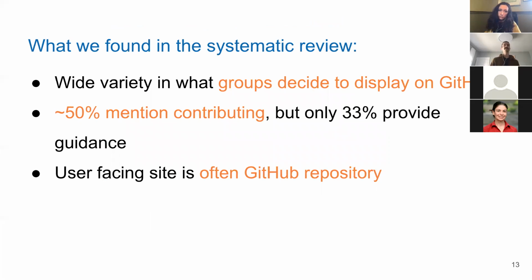To briefly summarize the systematic review I did, we found 95 different organizations managing standards and reporting formats. 26 of those use GitHub. While there's a variety in what groups decide to display on the website, we found some consistencies across those GitHub repositories, but only 50% mention contributing at all, even though this is a great feature of GitHub. And the user-facing site that these groups use is often the GitHub repository.